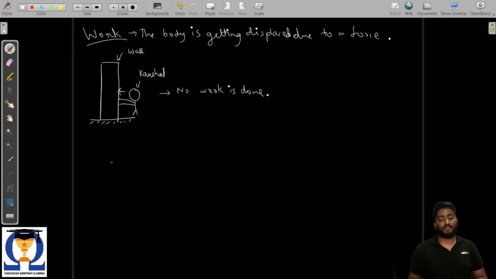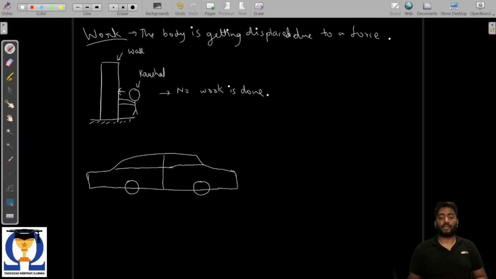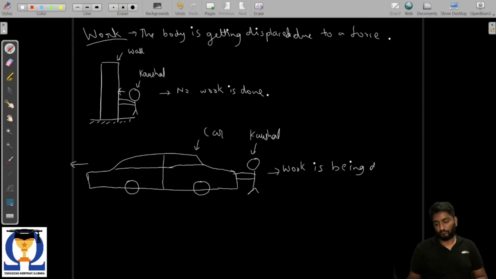But let's say I have a car, and I'm standing here and I'm pushing the car. So I notice that after a certain amount of force, the car starts to move in the direction of the applied force. So, whenever there is a displacement in the direction of the applied force, I can say that work is being done.